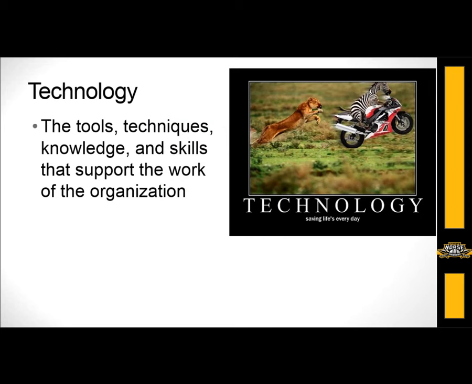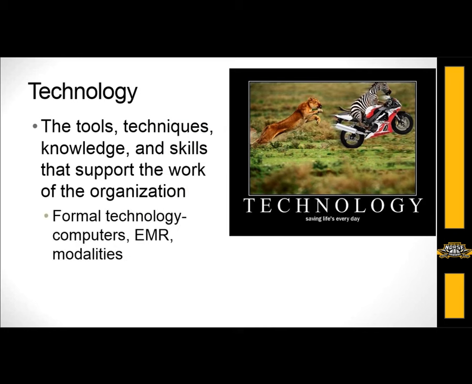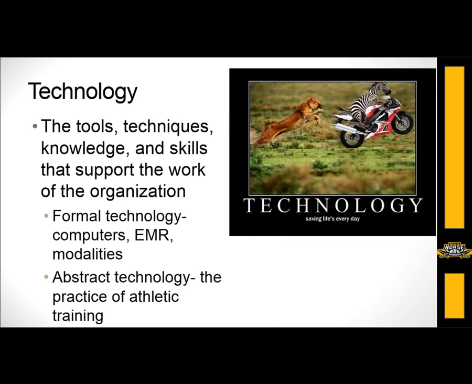Technology. Technology is going to be things that we can see and cannot see. What we think of most are the knowledge, the tools, the techniques, anything that we do to support that organization. Formal technology, our computers, our electronic medical records, modalities, things like that we absolutely can see. But what about abstract technology? We don't really think about this very much. This is the practice of athletic training. This is the knowledge that you have. People can't see what's inside of your head and what you do know. So that's going to be the abstract technology.